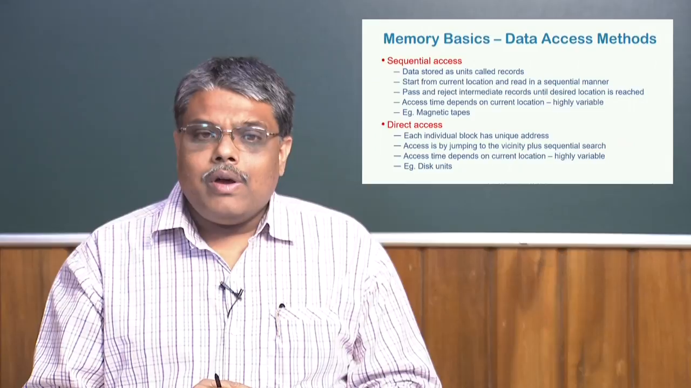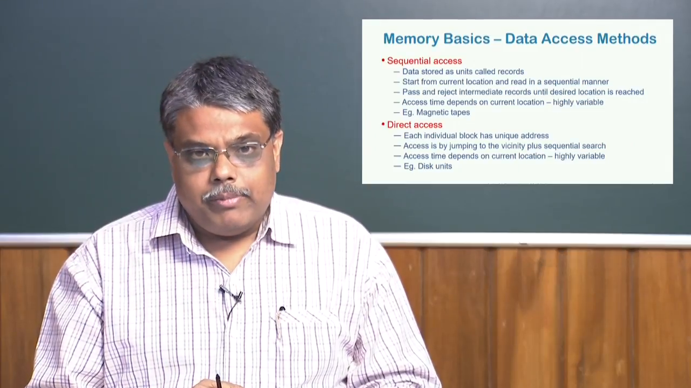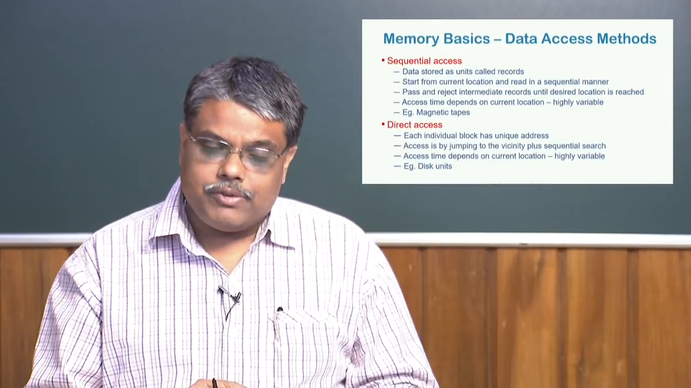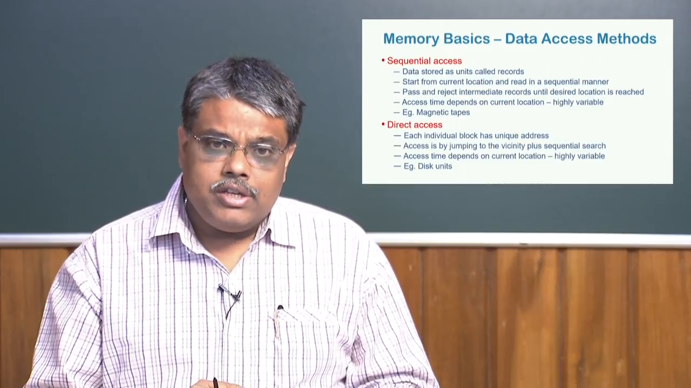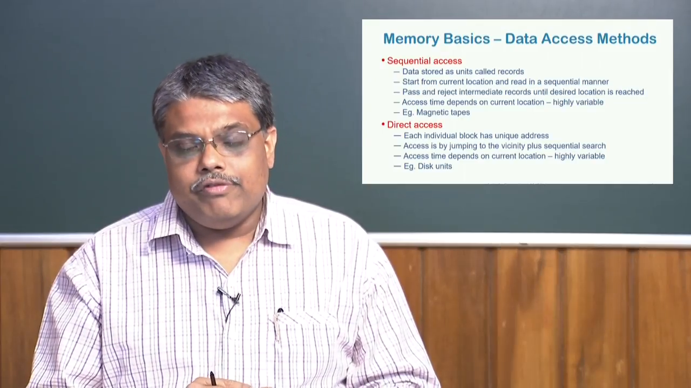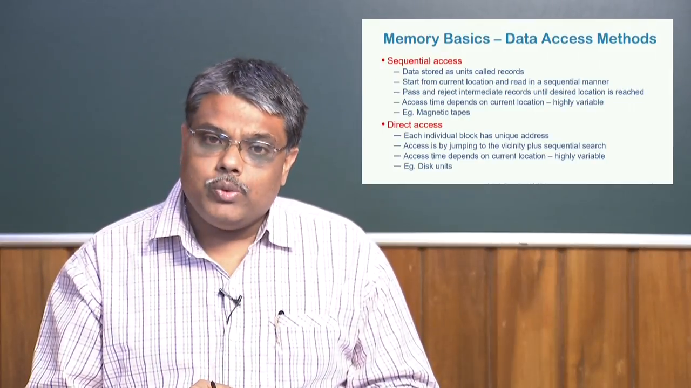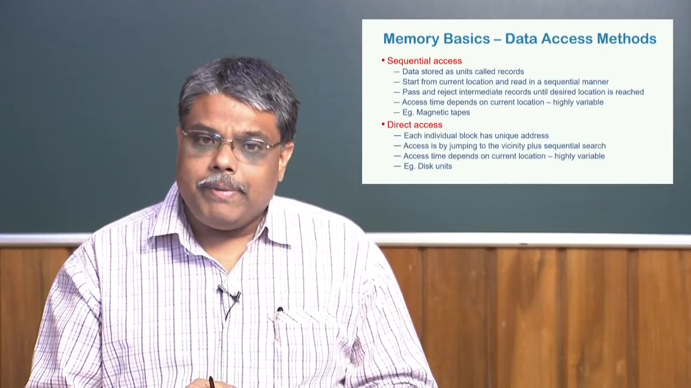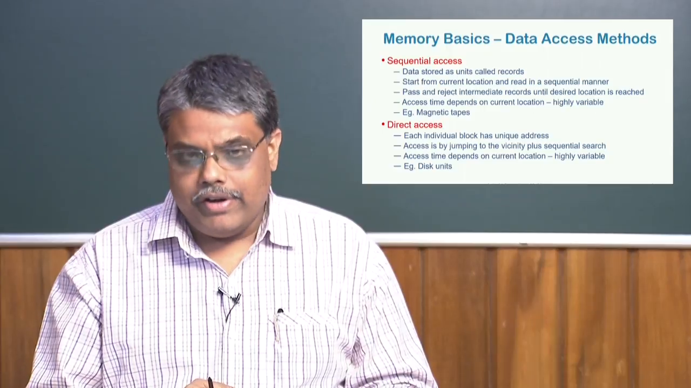Second, we also have direct access type of memories. Hard disks, that is magnetic disks, are direct access types of memories. Each individual block has a unique address. Access is by jumping to the vicinity of the block and then by doing a sequential search. Access time again depends on the current location and is highly variable.